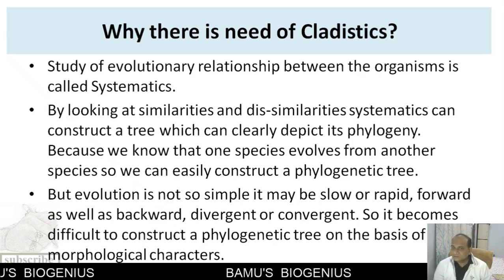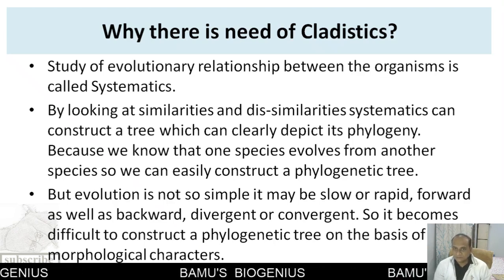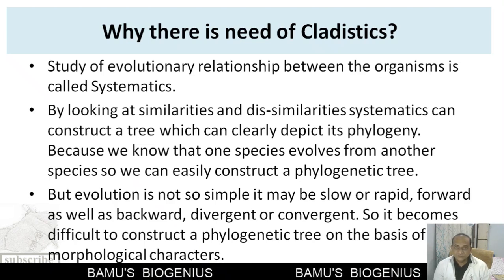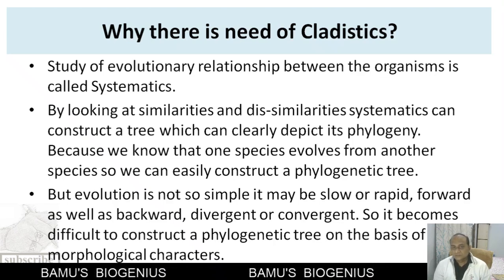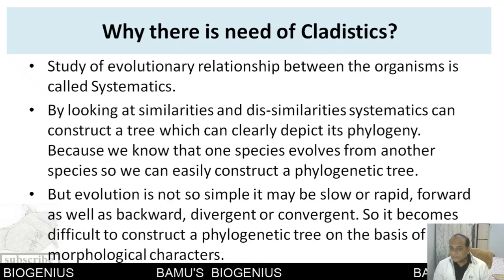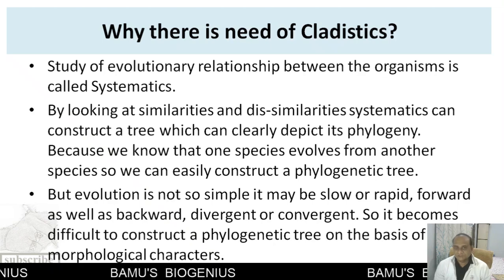But evolution is not so simple. Evolution may be forward, rapid, backward, divergent, or convergent. So it becomes difficult to correctly make a phylogenetic tree on the basis of only morphological characters or phenotypic features.